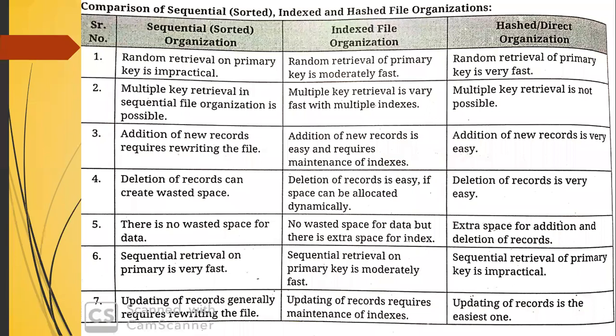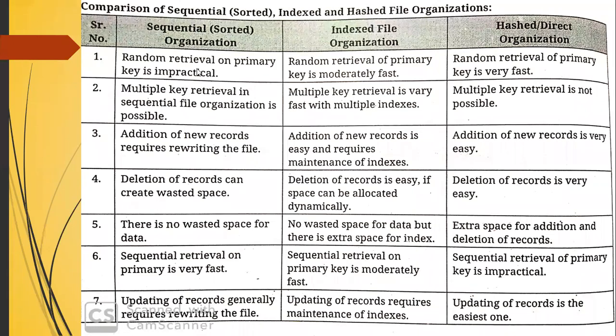Now the next thing is, in case of the index file organization, multiple key retrieval is very fast with multiple indexes. We can consider multiple keys corresponding to the multiple indexes. And in case of the hash file organization, multiple key retrieval is not possible because we access the record with the help of a single key. We identify the address with the help of a single key field.